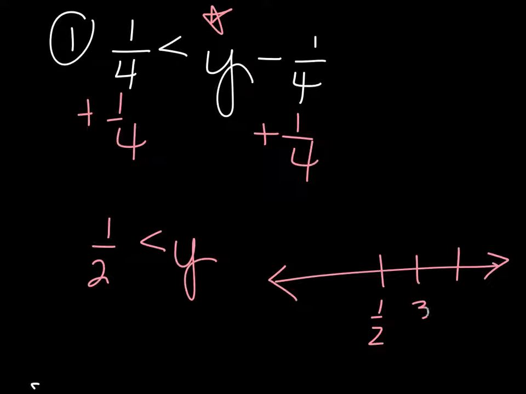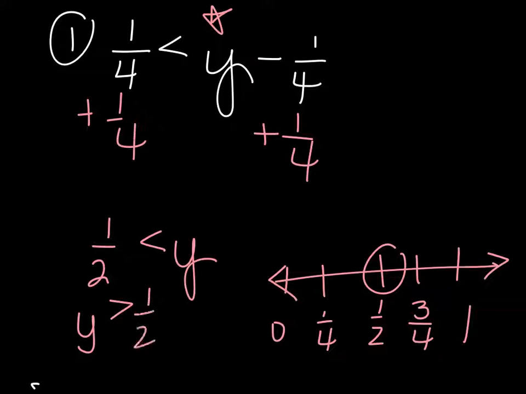1/2, 3/4, 1, 1/4, and 0. I have an open circle. My inequality is not on the comfortable side, so I'm going to flip mine. And I know it shows me I need to shade this way.